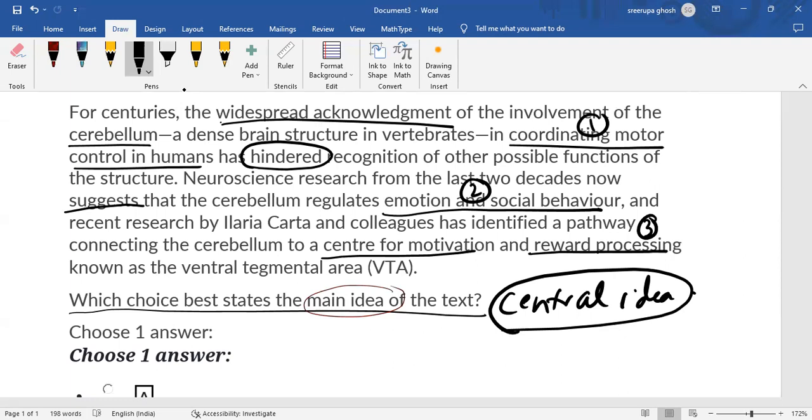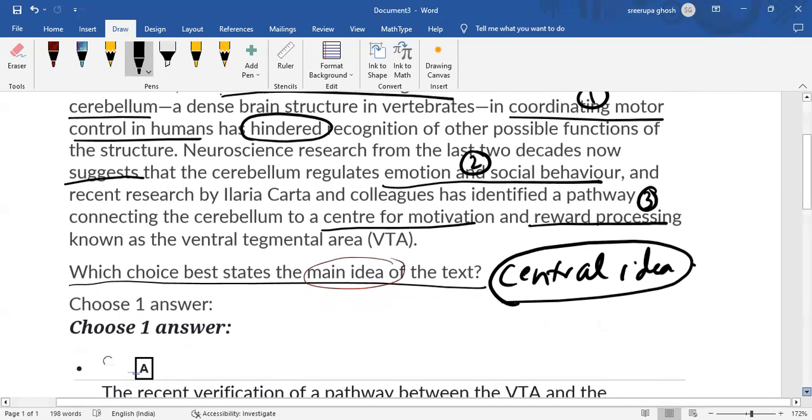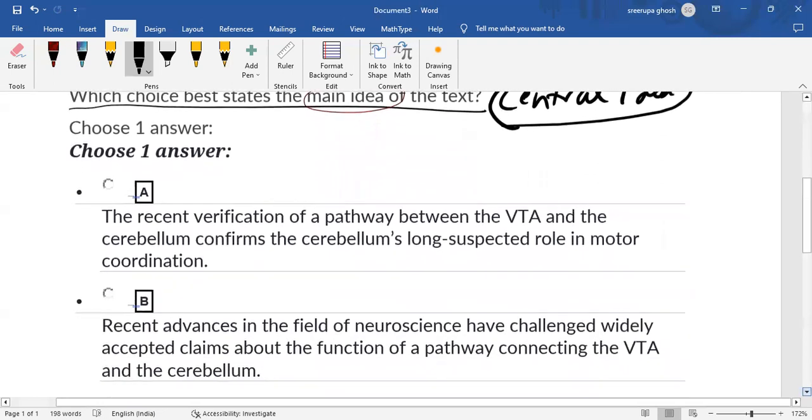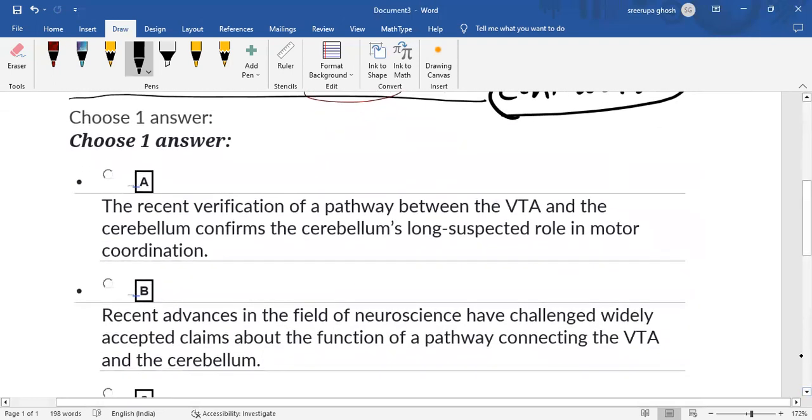So what did we do? We connected the ideas and tried to find the story, or the theme, or the plot hidden in these two lines. Now we are going to the options, or the choices, and we are trying to find out which choice works. Now you have to tell me, which is choice A? Does that work? If yes, why? If no, why not?